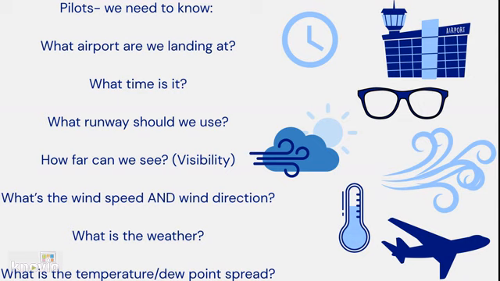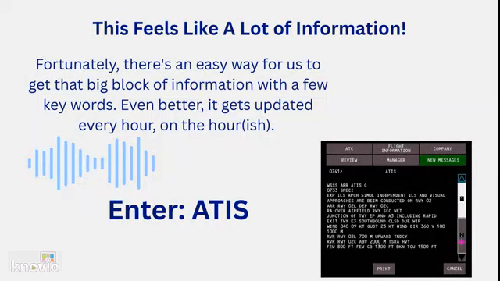As pilots, we need to know what airport we are taking off or landing at, what time it is, what runway we should use, how far we can see, or our visibility, what the wind speed and wind direction are, what the weather is, and then what the temperature and dew point spread are. All that means is at what temperature we are going to see rain. And this is a lot to take in.